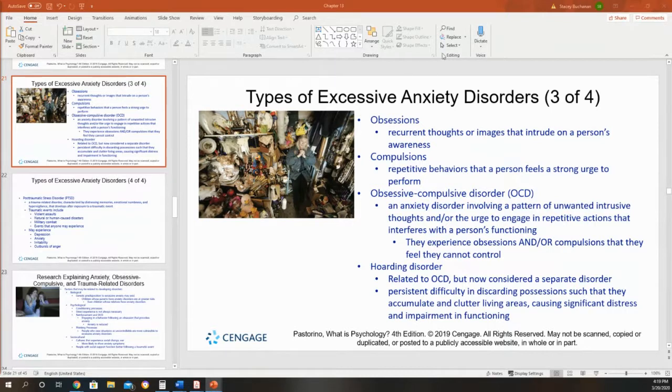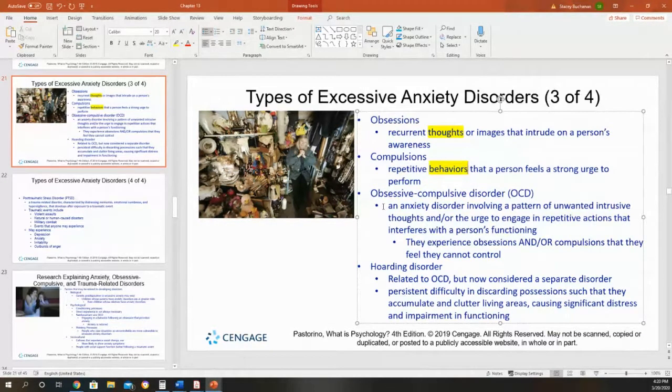But one key thing that'll help you keep these separated: obsessions are the thoughts. Compulsions are the behaviors. So obsessions are you constantly worrying about checking the stove. It's a thought that's recurrent, that constantly is intruding on your awareness. Let's say you're trying to take a test, but someone who suffers from obsessive compulsive disorder may constantly be thinking about it. No matter how hard they try, they're constantly thinking about it.